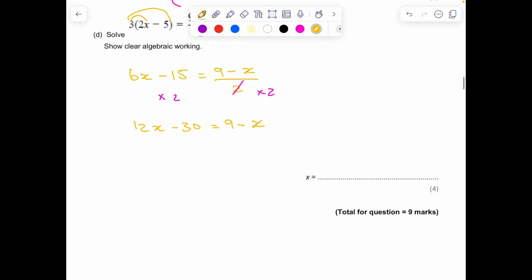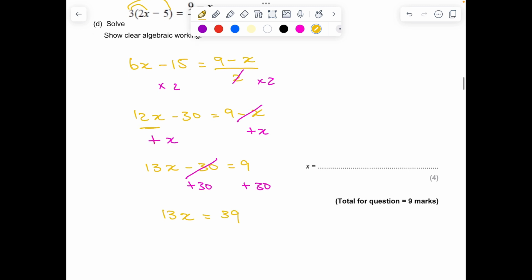Now it should be nice and easy. I want to keep the x's on this side, so I'm going to add x to get rid of the take away x here, so that cancels out the take away x. I'm left with 13x minus 30 equals 9. Then I will add 30 to both sides to get rid of the minus 30 here. And that gives me 13x equals 39. And finally, divide both sides by 13.